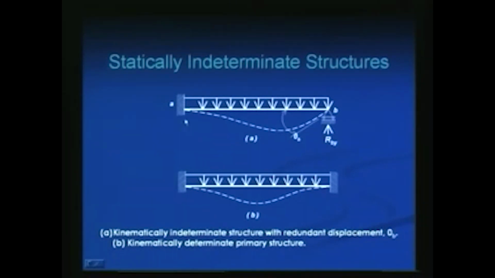Now let's look at the restraints. This joint is fixed. Fixed, how many restraints? 3. What about this restraint? 1. So how many restraints total? 4. So that means unconstrained 6 minus 4, 2 degrees of freedom for this structure. What are the 2 degrees of freedom? One is this displacement and one is this rotation.